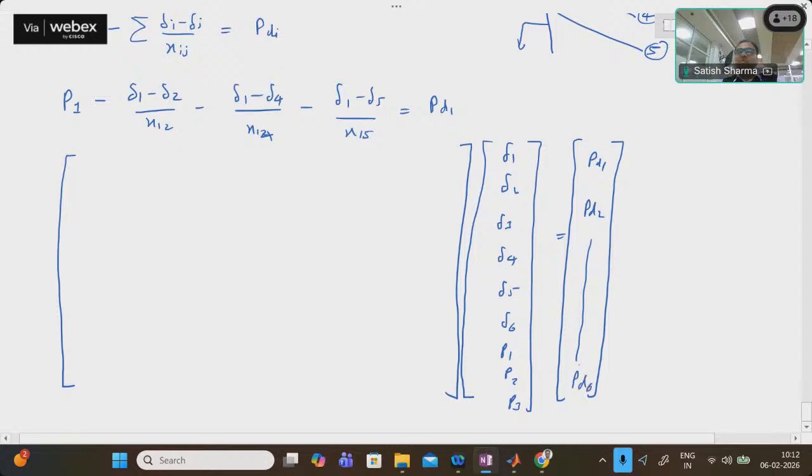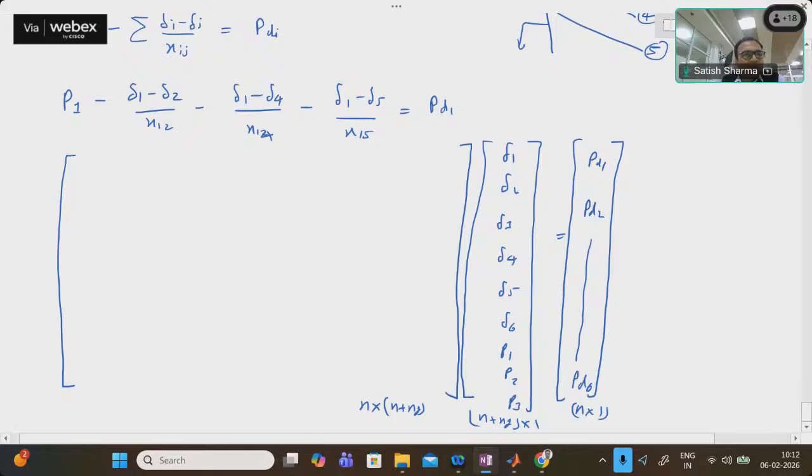This will have an n by n plus ng dimension, and this is n plus ng by 1 dimension, and this is n by 1 dimension. So these are the dimensions of these matrices. This initialization we have already done. So what we have to do is identify delta 1.